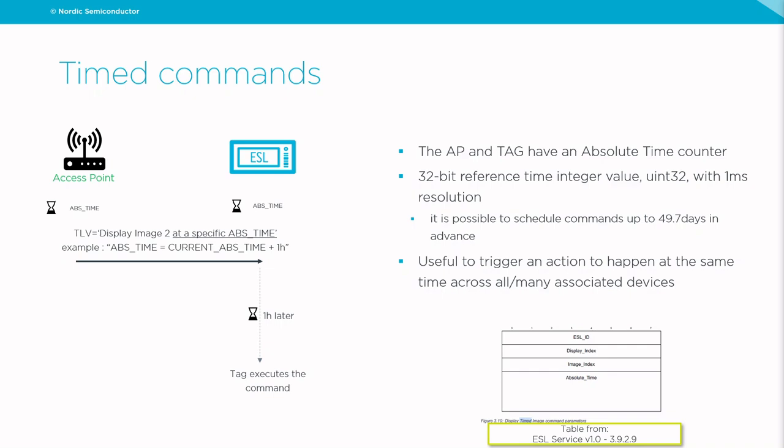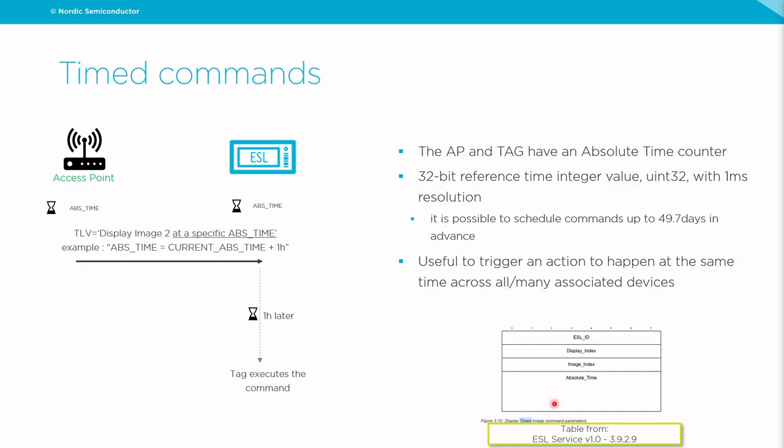Right now, we can send a timed command over PAwR, which is a command that includes the absolute time at which the tag needs to execute the command. These here are the parameters of the TLV. So we can calculate this absolute time to specify in this TLV as the current absolute time of the system, and we can add to that 1 hour, for example. This absolute time will go into the parameter field of the TLV.